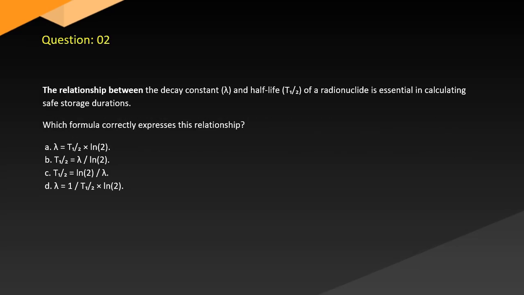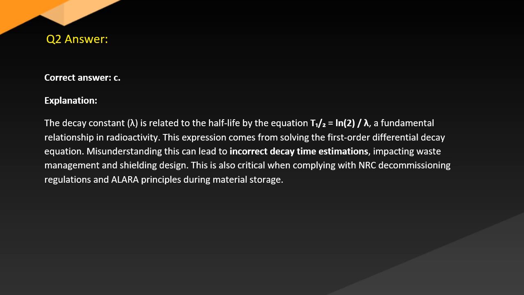Question 2. The relationship between the decay constant λ and half-life T1/2 of a radionuclide is essential in calculating safe storage durations. Which formula correctly expresses this relationship? A. λ equals ln 2. B. T equals ln 2. C. T1/2 equals ln 2 over λ. D. λ equals 1 over T times ln 2.